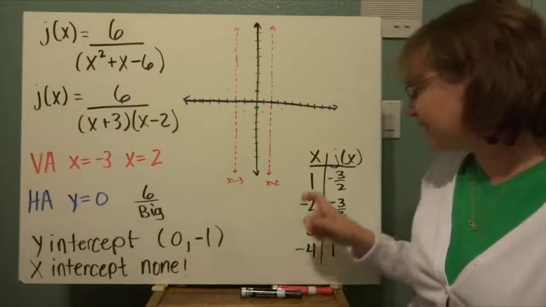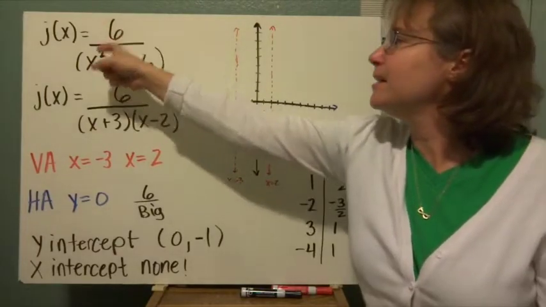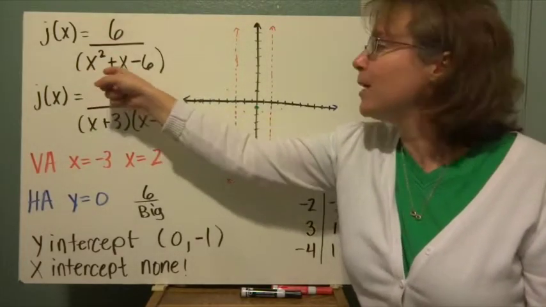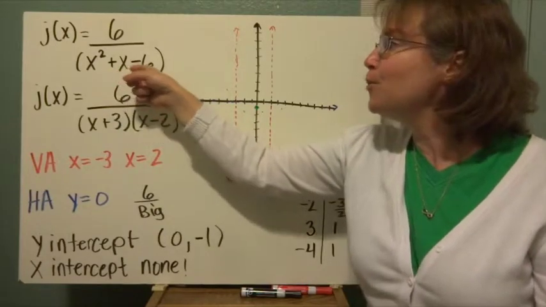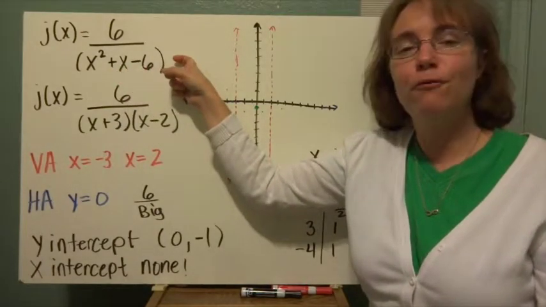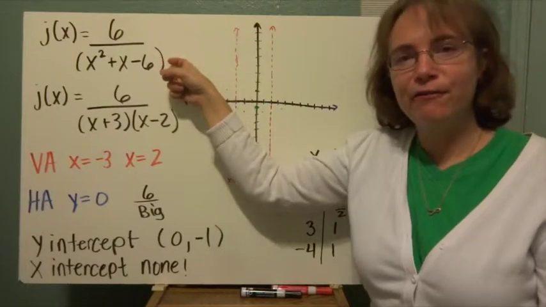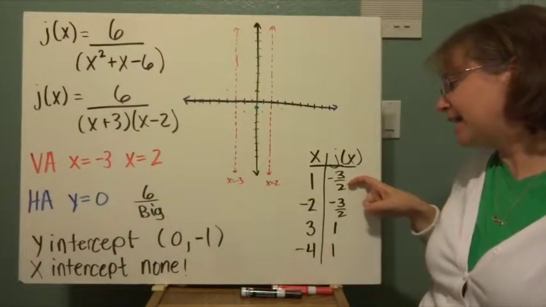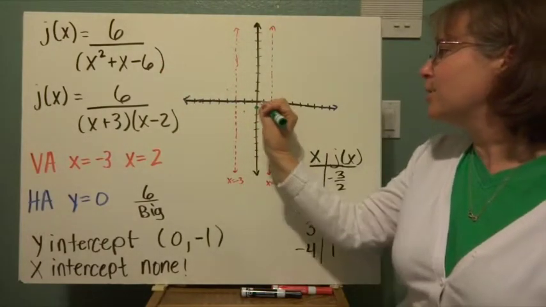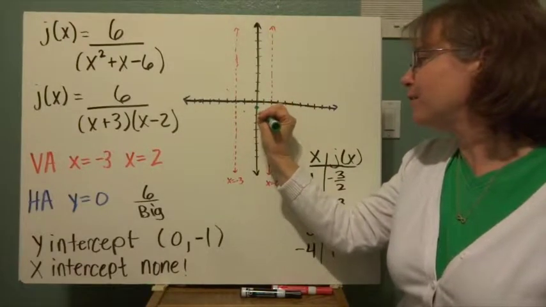So now let's test some points. I plug in a 1. If I substitute a 1 in here, I have 1 squared plus 1, which is 2. 2 minus 6 is going to give me a negative 4. 6 over negative 4 reduced gives me a negative 3/2. So when x is equal to 1, I have a negative value right here.